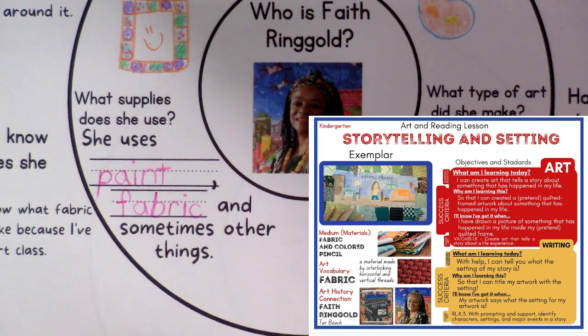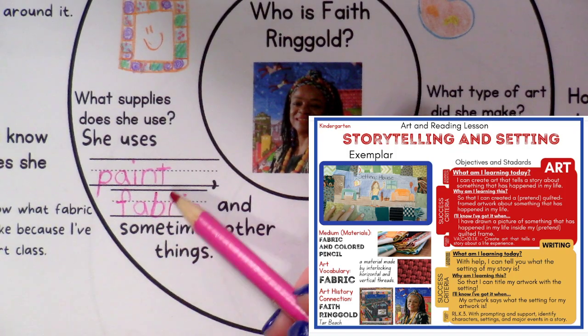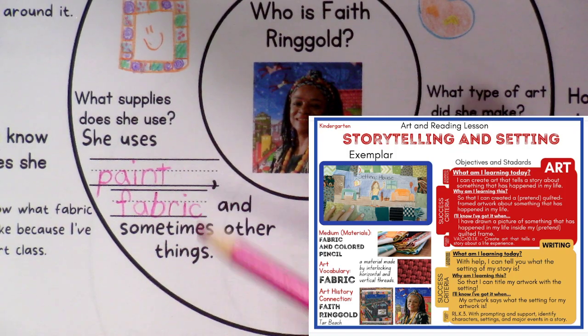And sometimes other things. So now you can draw these things that you just wrote. You can draw what paint looks like to you and what fabric looks like to you. Okay?